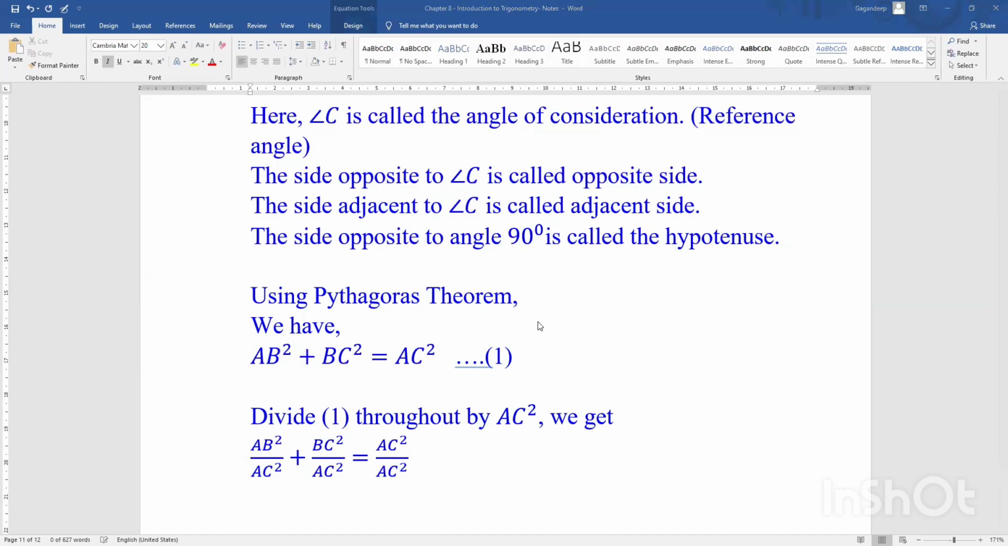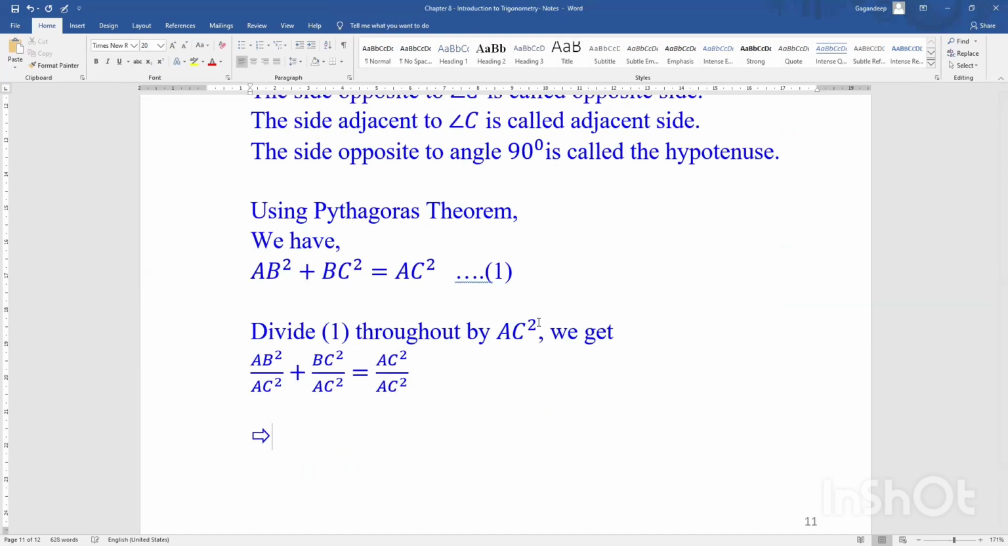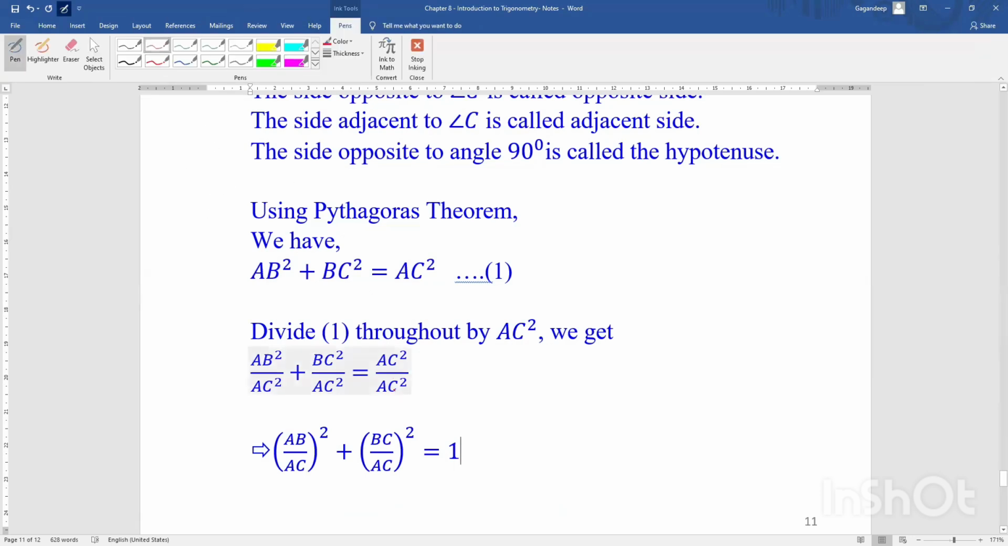In my next step, I can write AB square by AC square as AB by AC the whole square. Similarly, BC square by AC square I can write as BC by AC the whole square, equals AC square by AC square. AC square gets cancelled, and as such you get 1 on the right hand side.